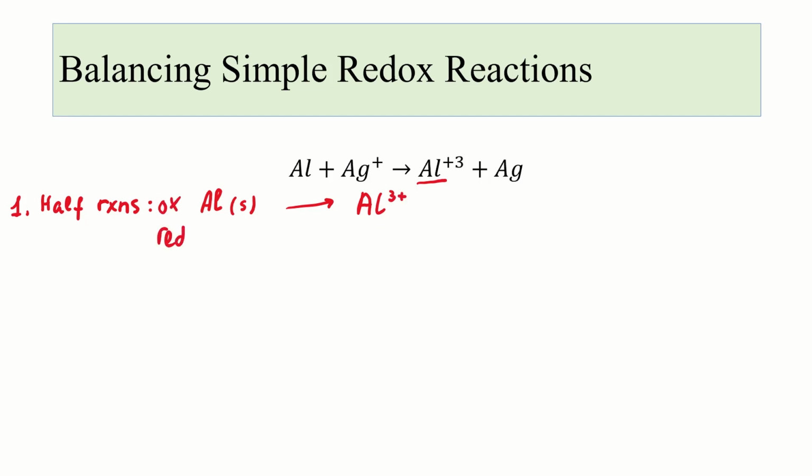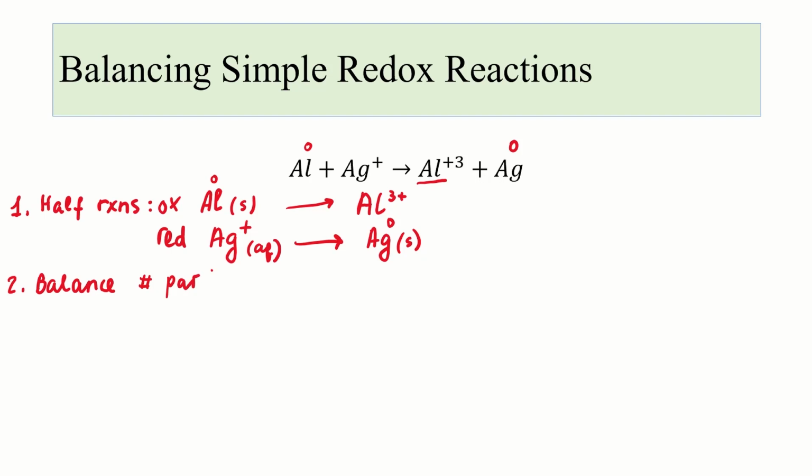For the reduction, we have silver plus in solution, something like silver nitrate. And silver is reduced to the elemental solid silver with the oxidation state 0. So these are my half reactions. Now I need to balance all the atoms in these reactions. So balance the number of particles, or balance in terms of mass. I'm going to say balance number of particles. This is step 2.